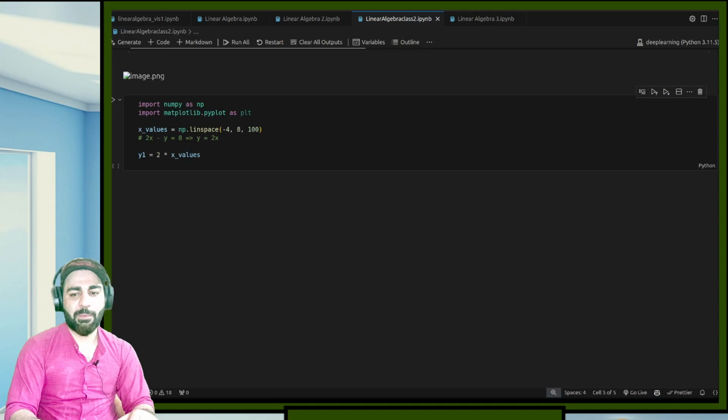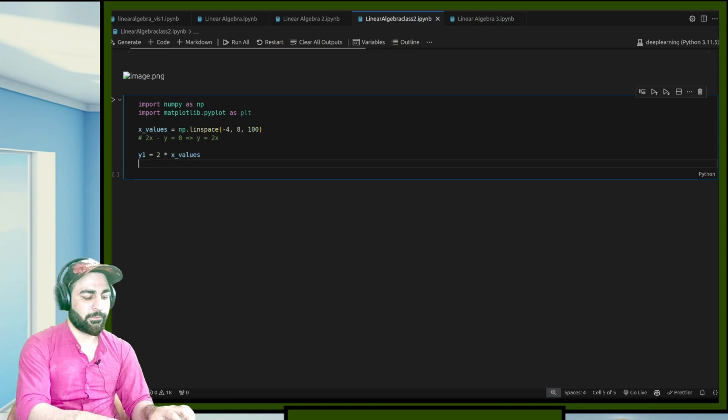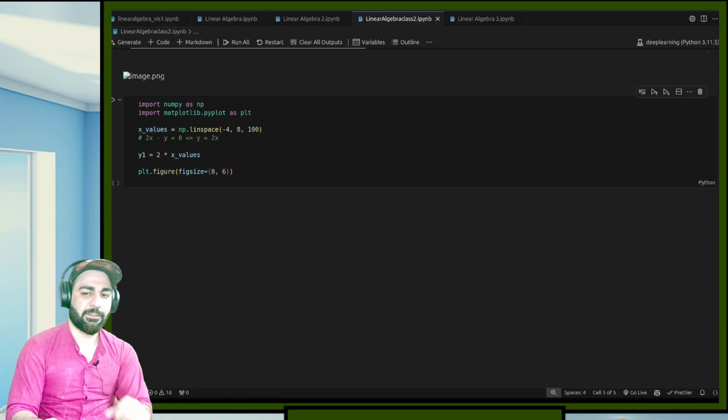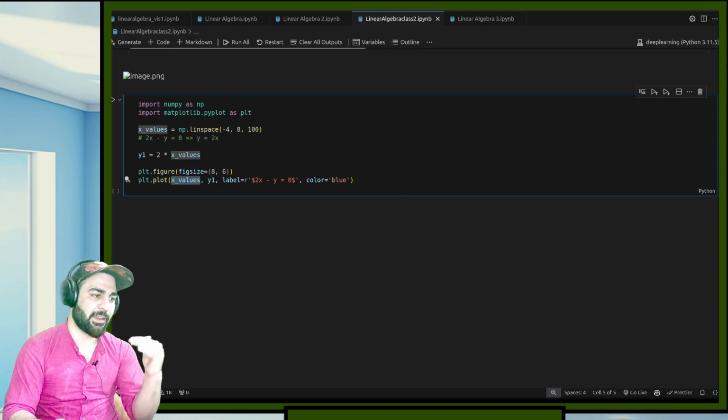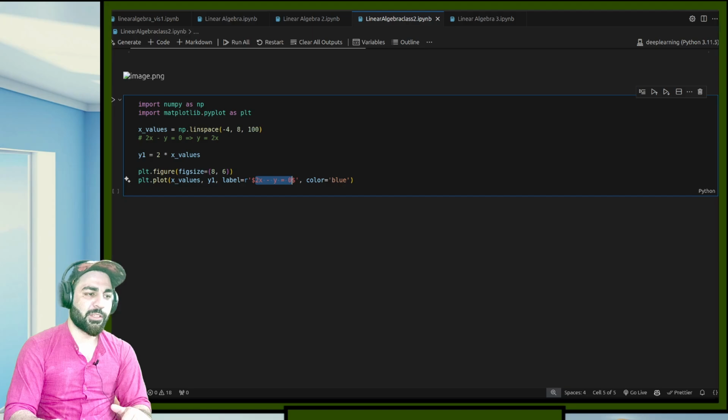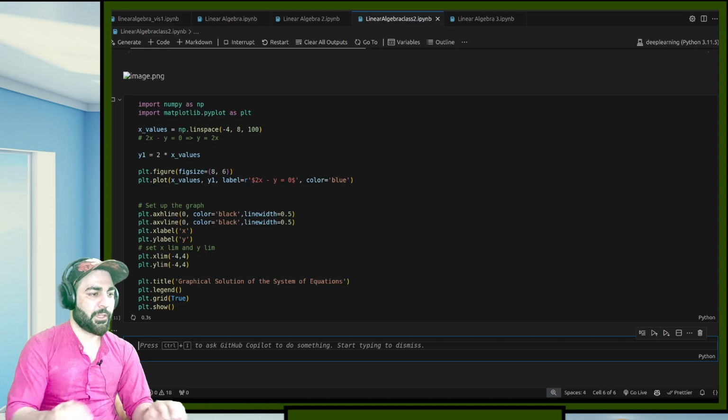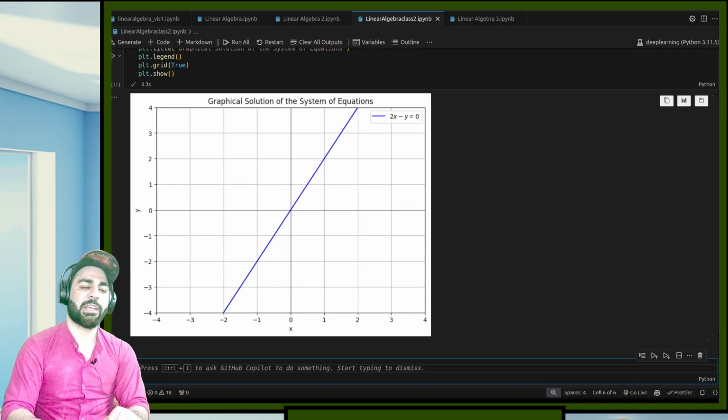Okay, now let's suppose I plot this line. I'll plot this line also. plt.figure, and now I'll plot this line. So plt.plot, and then I'll give the coordinates as x values, y values, and this label is written in LaTeX. So this is 2x minus y is equal to 0, and I'm giving color blue. Let me set up the graph. You can see this line, the line 2x minus y is equal to 0.